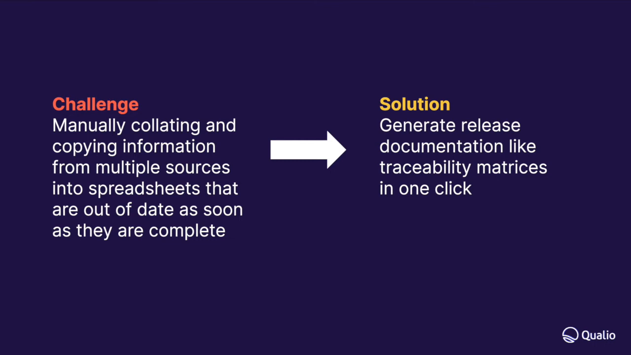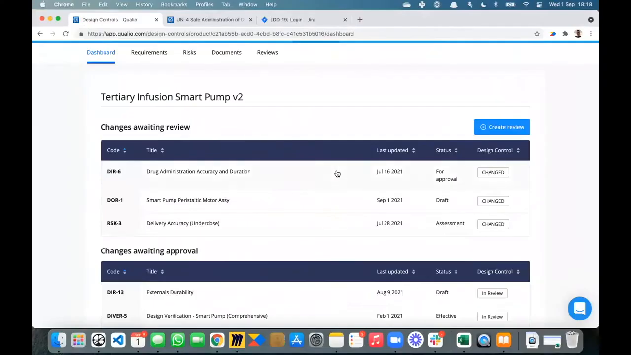And with Qualio's design controls, we are able to generate release documentation like those traceability matrices with one click. It will compile your information from all linked systems and Qualio into one easily downloadable traceability matrix and more. And Richard will demonstrate. Thanks, Patrick. So on the approval of every change control, we automatically generate key reports, including trace matrices, requirements, and documentation.